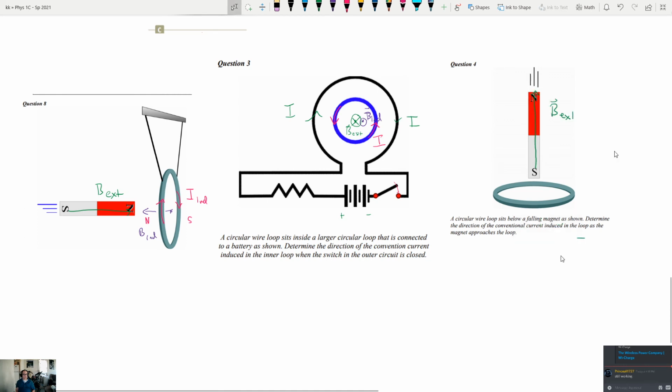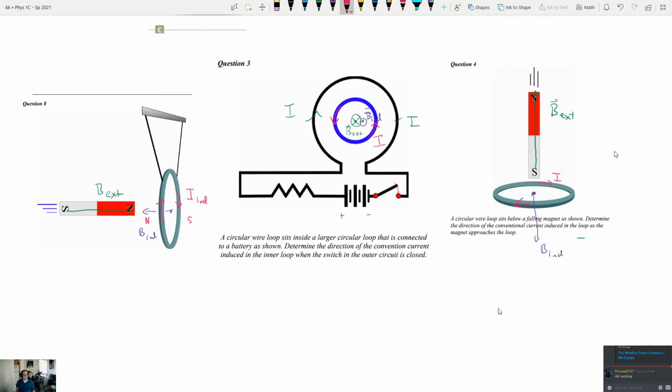So there's our external magnetic field, right? And what's happening to the flux through this loop? Is it increasing or decreasing? Increasing. Okay, so we know that we need to make the induced magnetic field go down, which means that to make that work, you have to have a current that flows this way, right? Yep.